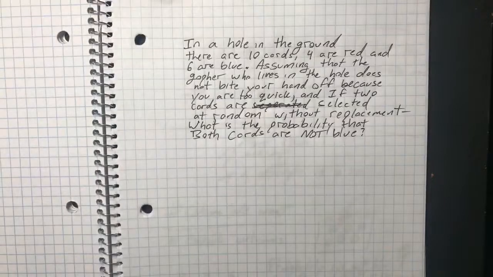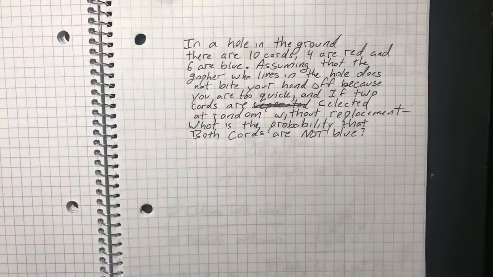In a hole in the ground, there are 10 cards, 4 red and 6 are blue. Assuming that the gopher who lives in the hole does not bite your hand off because you are too quick, and if 2 cards are selected at random without replacement, what is the probability that both cards are not blue? What is the probability they're not blue?